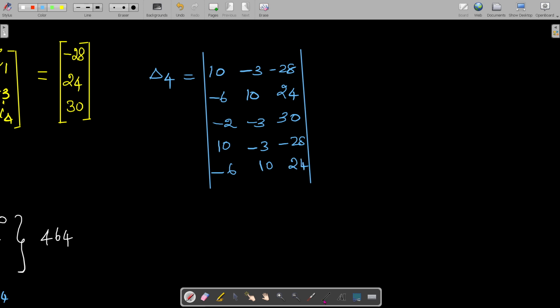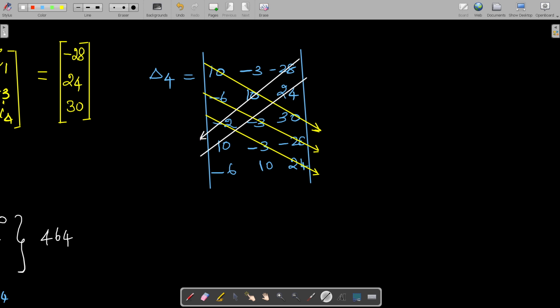Now you draw lines for which we are going to do the multiplication. So it is 10, 10, 30 with the positive value to be multiplied. And then this minus 6, minus 3, minus 28, minus 2, minus 3, 24. Okay, on the side, starting from this, minus 28, 10, and then minus 2. Then 24, minus 3, 10. Then 30, minus 3, minus 6. So now you write the values for this.